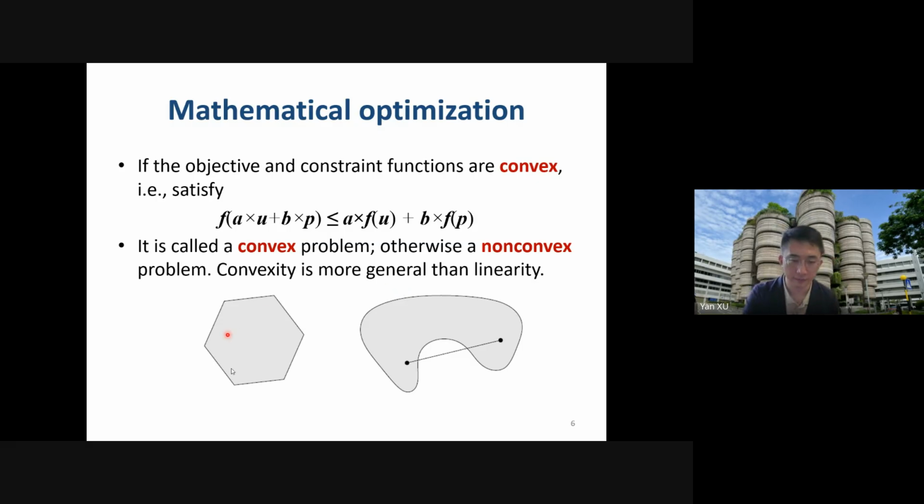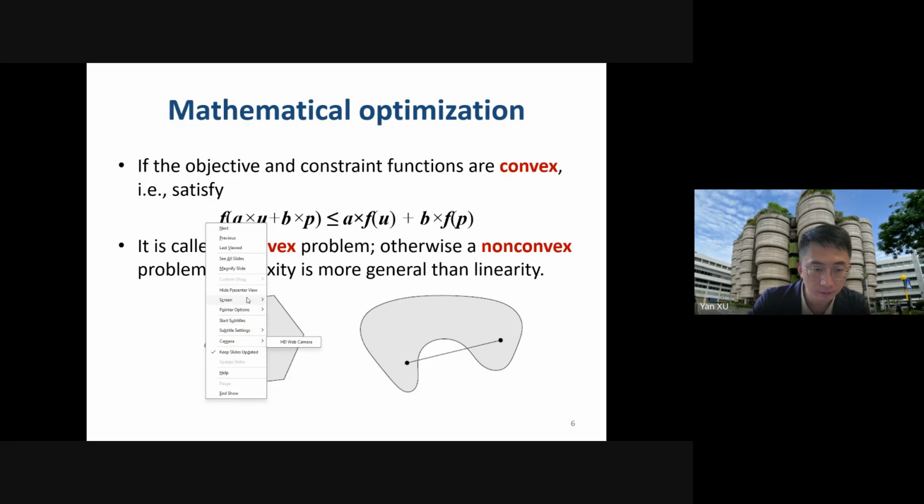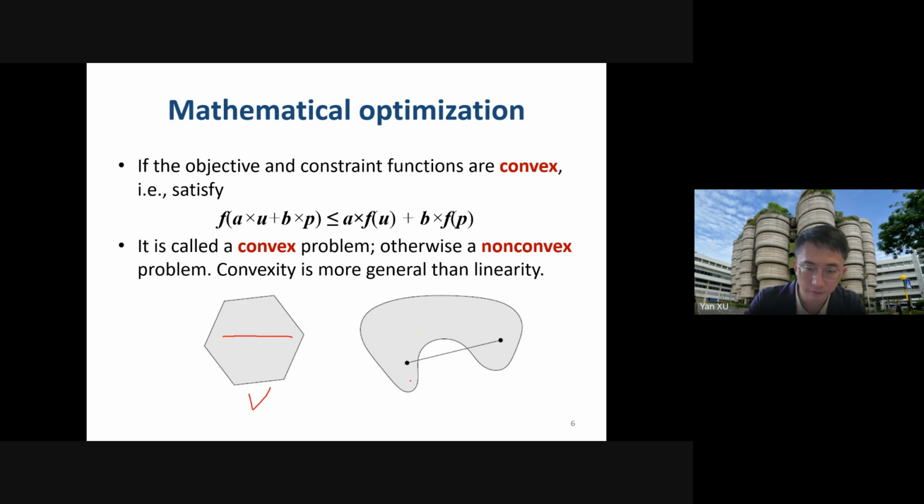Basically, if we have such a feasible region, for any 2 points within the region, the line connecting the 2 points is always within the region. Then this case is convex. Otherwise, for another kind of feasible region, for any 2 points, if the connected line between the 2 points is outside of the feasible region, then this will be considered as a non-convex case.